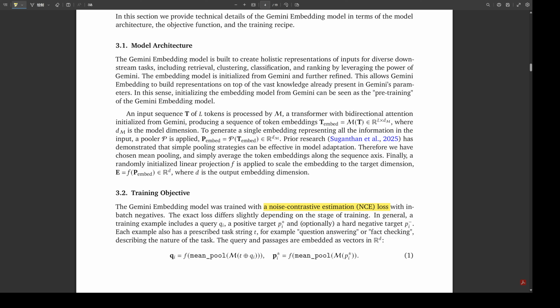So how does Gemini Embedding take this sequence of embeddings, all those T_embeds, and boil them down into one unified representation? Good question. That's where the pooling mechanism comes in. They call this P. P takes this sequence of token embeddings, which remember is in R^(L×d_M), and squishes them all together into a single fixed-size embedding vector. They call this P_embed, and P_embed is still in R^(d_M). The paper specifically mentions that they use mean pooling.